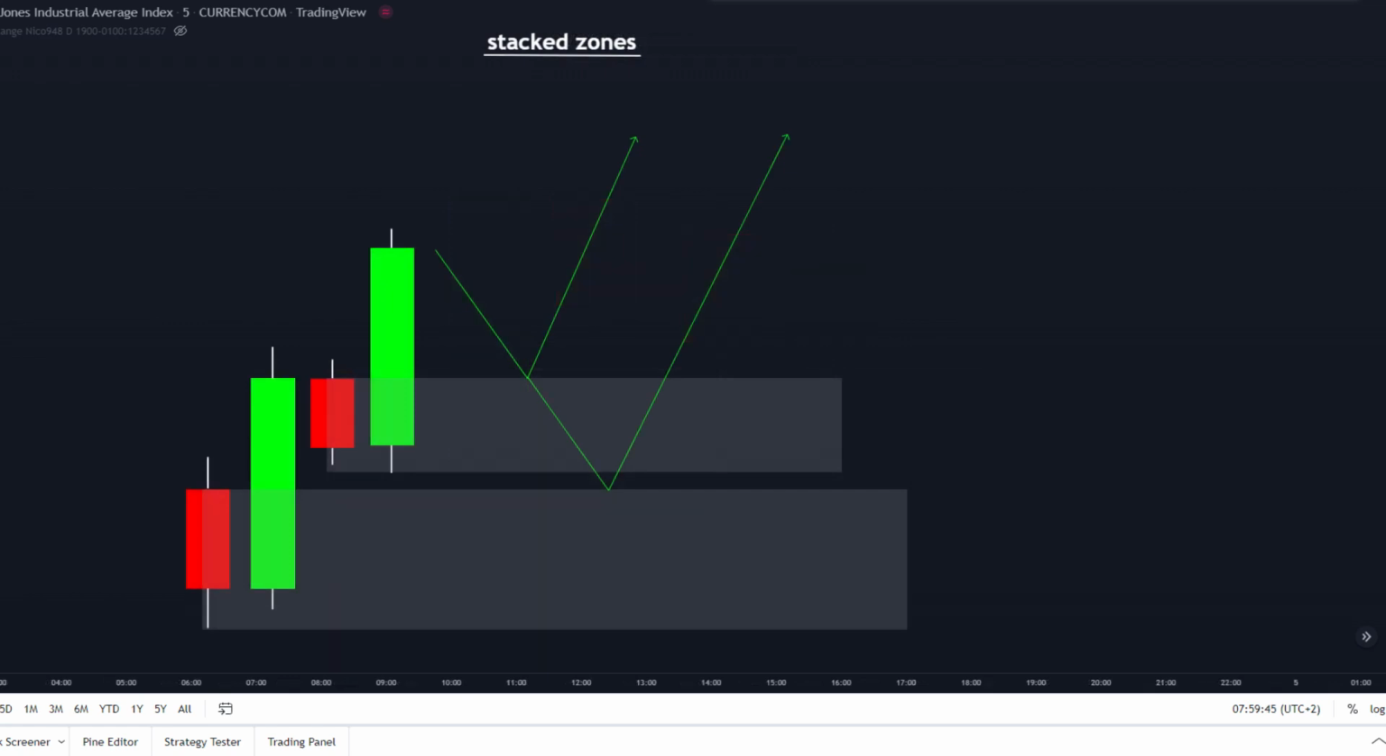You will also encounter patterns where 2 or 3 zones stack together. In this case, I will advise you to take the last zone. Don't use the first zone to enter and put your stop loss below the last zone. That will be very risky.